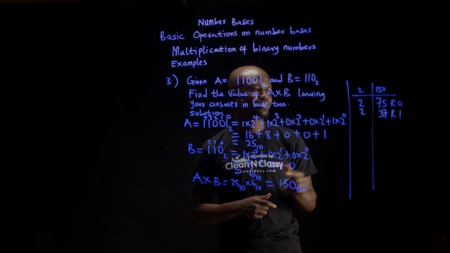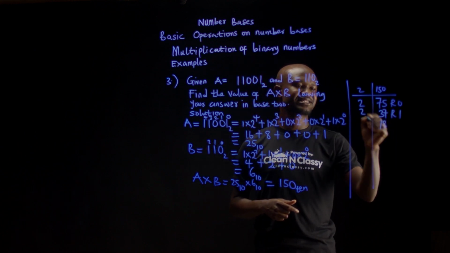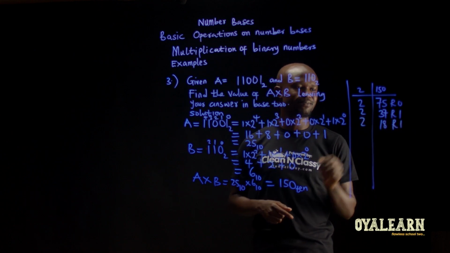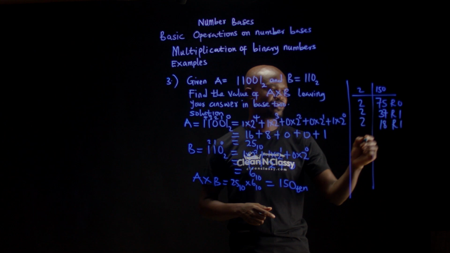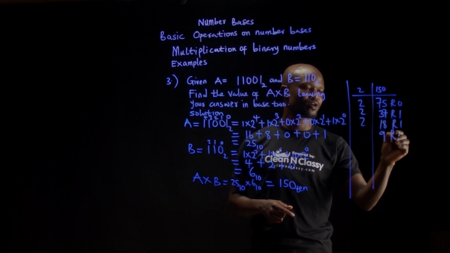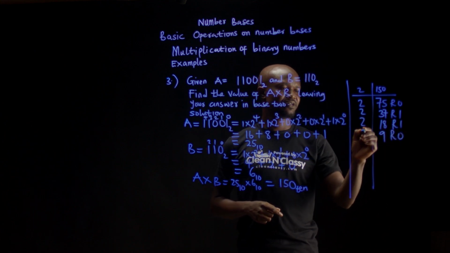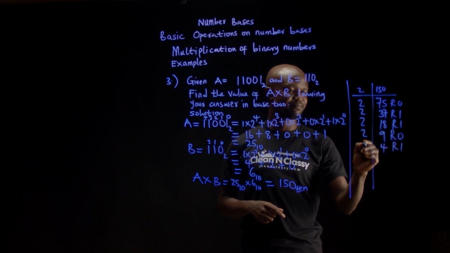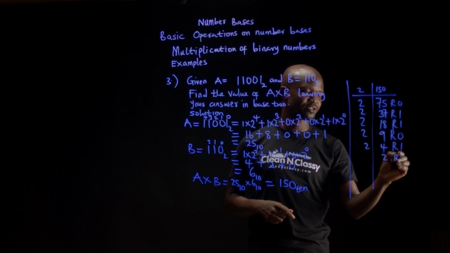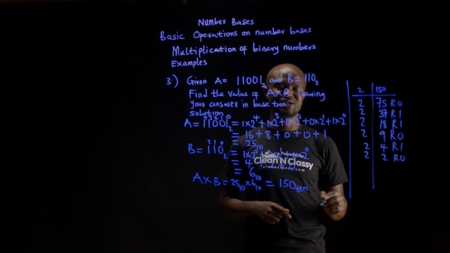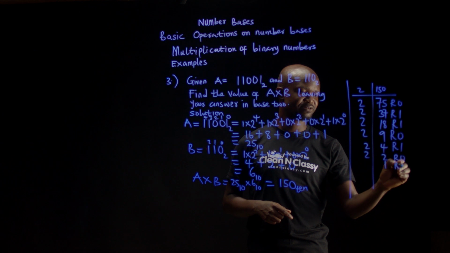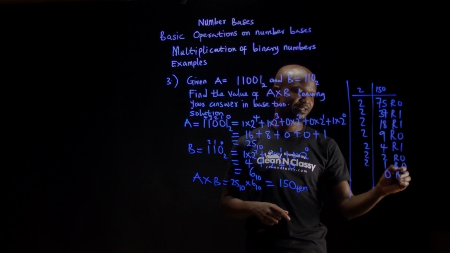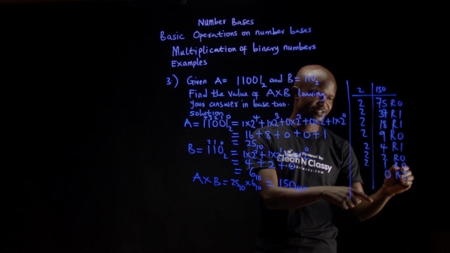Dividing by 2, 37 divided by 2 gives us 18, since 18 times 2 is 36, so we have remainder 1. Dividing by 2, 18 divided by 2 is 9, remainder 0. Dividing by 2, we have 4 remainder 1. Then dividing by 2, we have 2 remainder 0. Dividing by 2, we have 1 remainder 0. Then dividing by 2, we have 0 remainder 1. That is the value we have here.